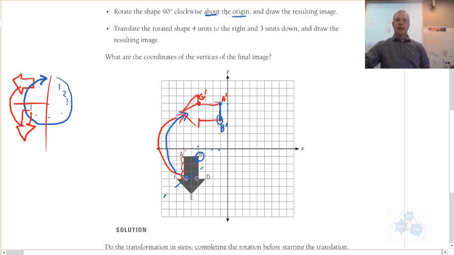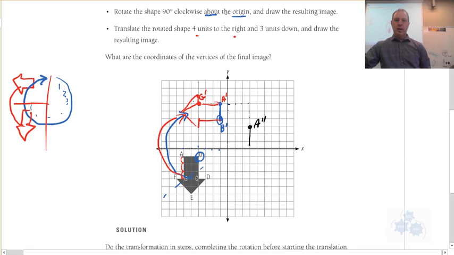Okay, so here it is. And then what we're going to do is translate the rotated shape 4 units to the right and 3 units down. So we'll use a different color yet. And 4 units to the right for each one: 1, 2, 3, 4, and 3 down, 1, 2, 3. There's your new one. That's a double prime there, right?